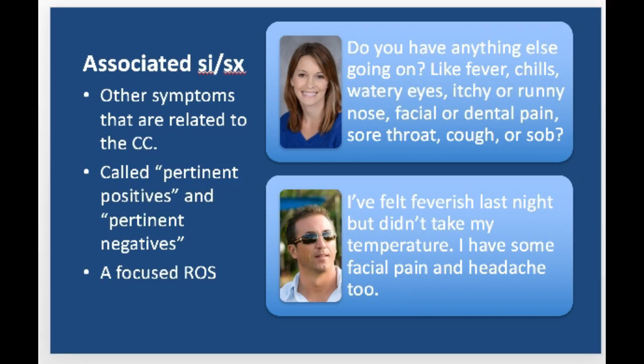And then Joe might say, oh yeah, I felt feverish last night, but I didn't take my temperature. And I had some facial pain and some headache too. So then your pertinent positives are going to be fever, facial pain, and headache. Your pertinent negatives are going to be chills, watery eyes, itchy, runny nose, sore throat, cough, and shortness of breath, right? So your positives are the things that he says, yes, I do have that. And your negatives are going to be the things that say, no, I don't have that.